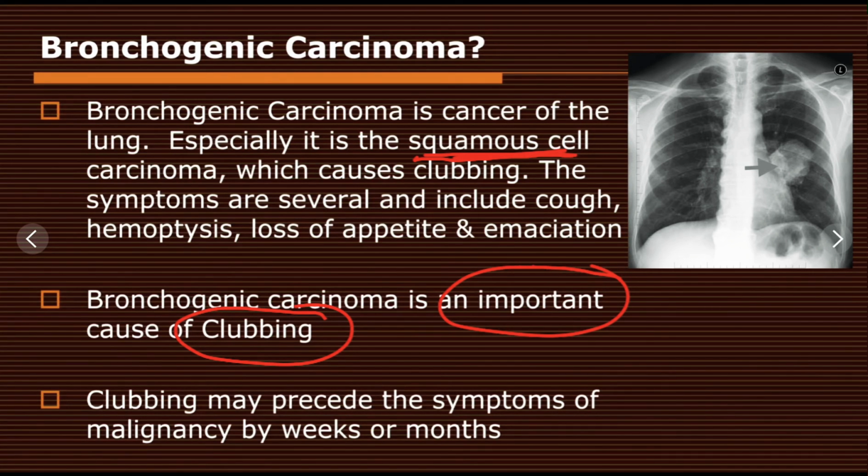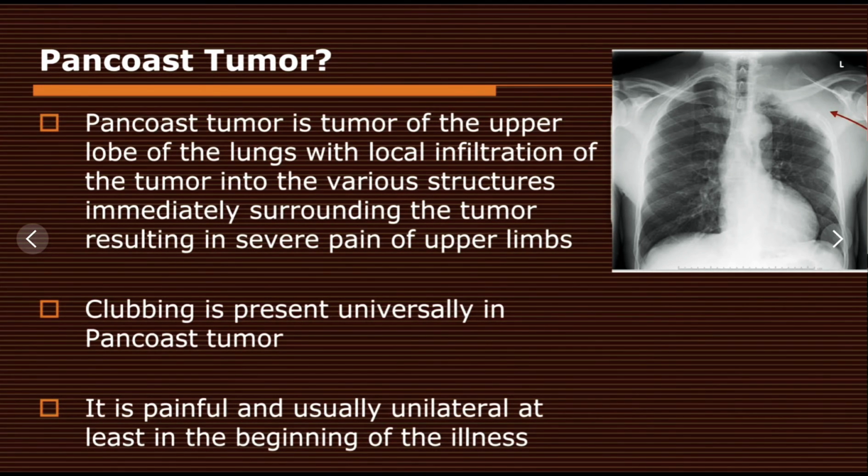Clubbing may precede the symptoms of malignancy by weeks or months. Then they are talking about the Pancoast tumor. Pancoast tumor is a tumor of the upper lobe of the lungs with local infiltration of the tumor into the various structures immediately surrounding the tumor, resulting in severe pain of the upper limbs. Clubbing is present universally in Pancoast tumor and it is painful and usually unilateral. Very, very important: this condition is usually unilateral, at least in the beginning of the illness.